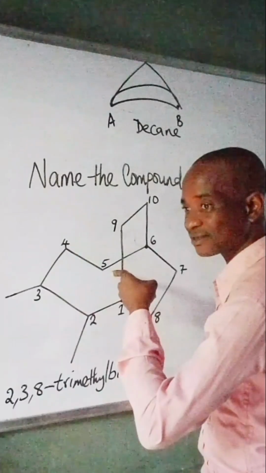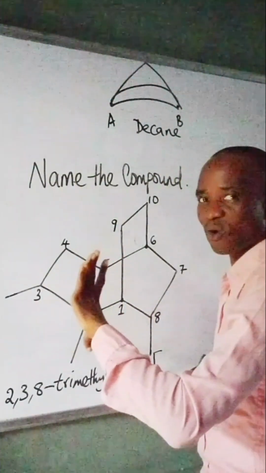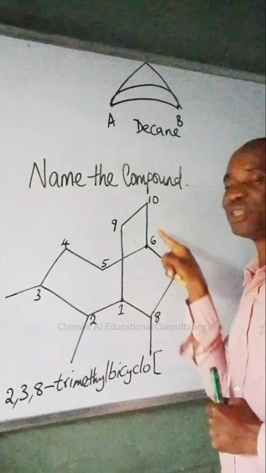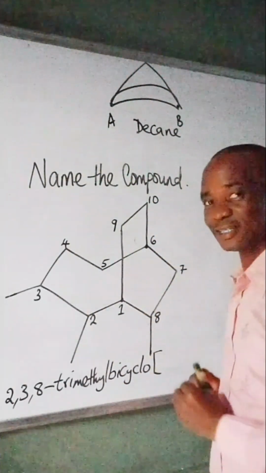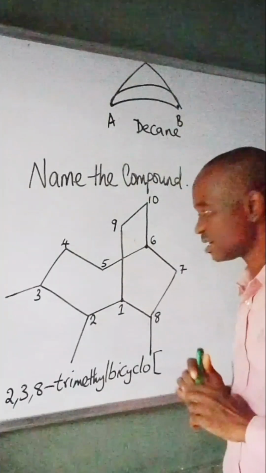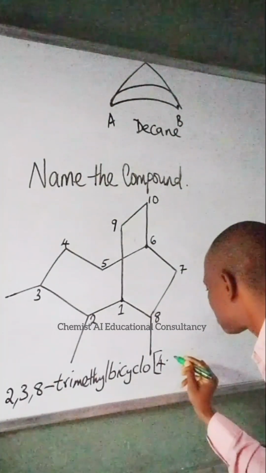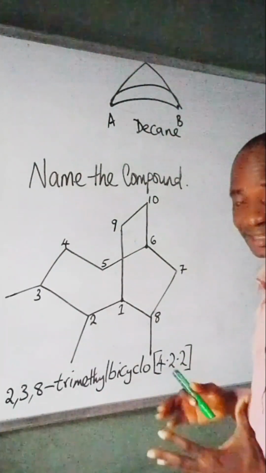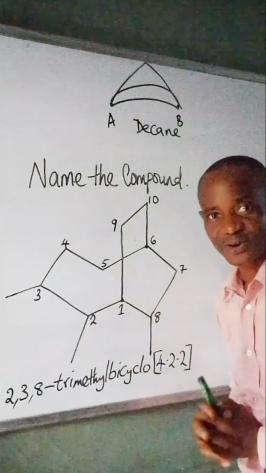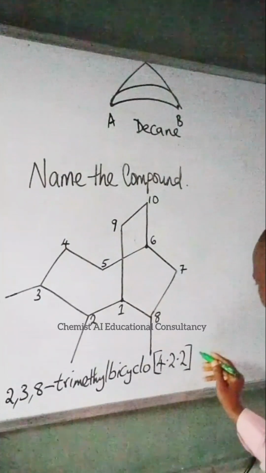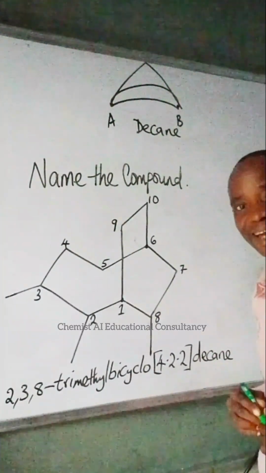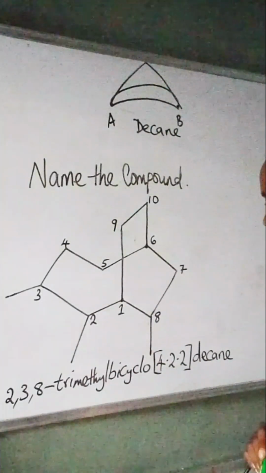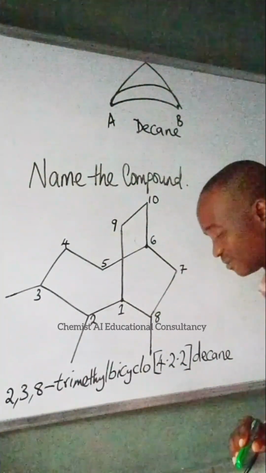When you took the left bridge, we had 4 carbon atoms. The right bridge, 2 carbon atoms. And the upper bridge, 2 carbon atoms. Normally, you must write in decreasing order. So you write 4.2.2. You close the bracket. And finally, how many carbons in all? That is 10. And you write decane. Therefore, the IUPAC nomenclature of this compound is 2,3,8-trimethylbicyclo[4.2.2]decane.